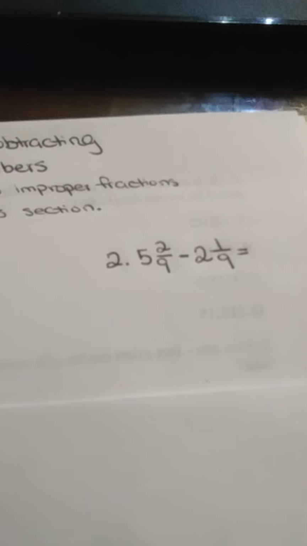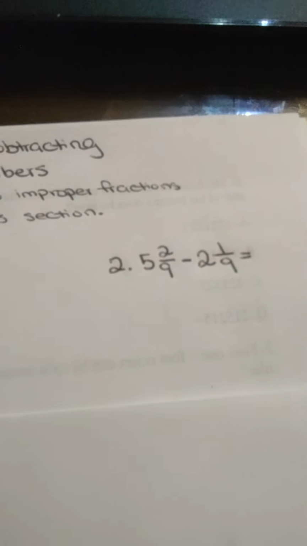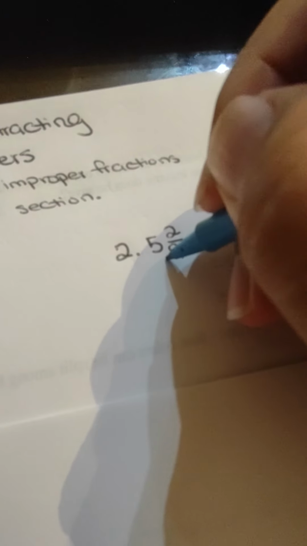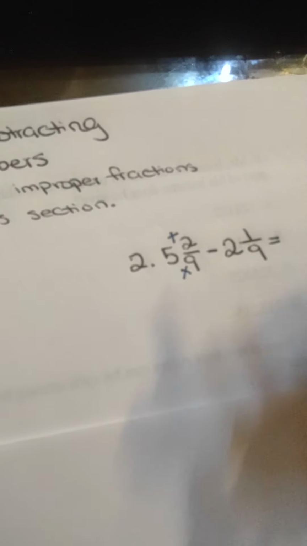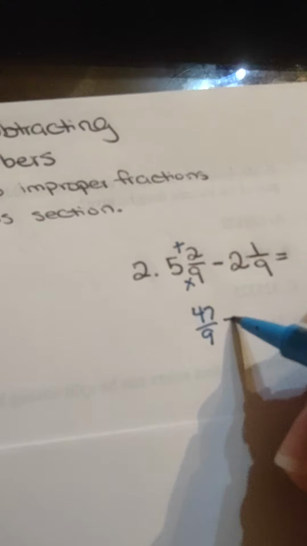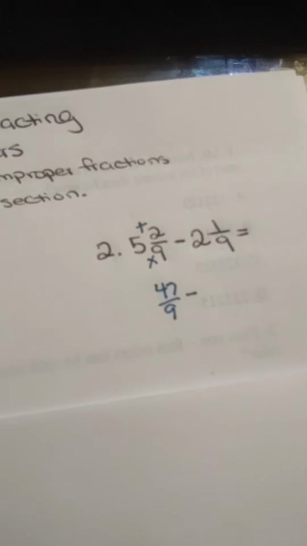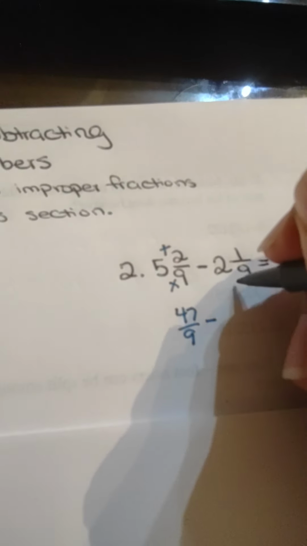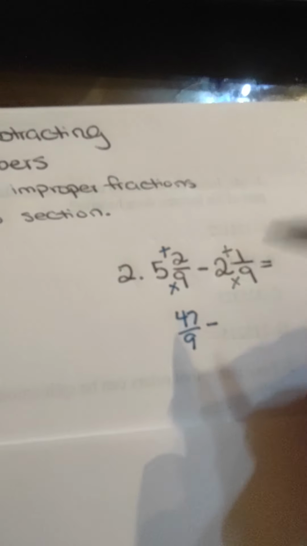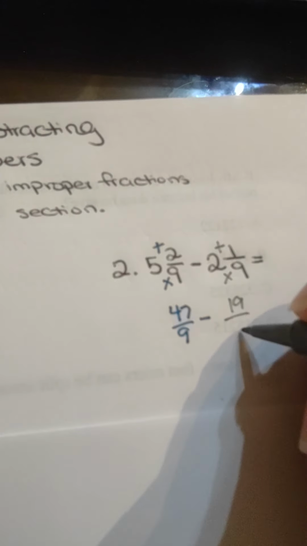Let's look at the subtraction. It's going to be the same thing. The first step is to convert this into improper. So I'm going to do 9 times 5. That's 45. Plus 2. 47 over 9. I'm going to rewrite it down here. Minus, I'm going to change colors. And then I do 9 times 2, that's 18. Plus 1, 19.